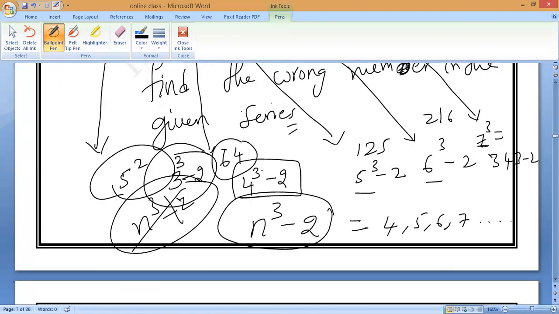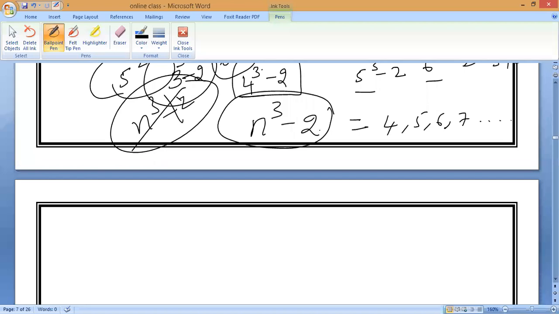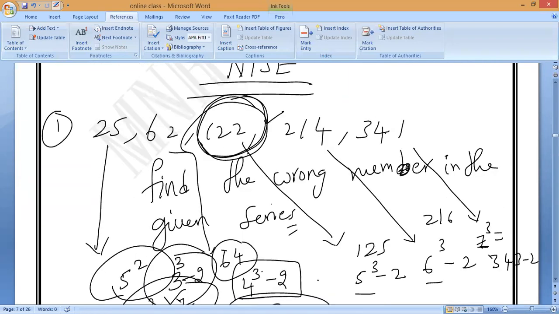Yes or no? So here the pattern behind is n cube minus 2. Here n is a natural number following 3, 4, 5, 6, 7. But here it is not satisfying for 122. So that is why I can say it is the wrong answer. Do you understand, all of you?